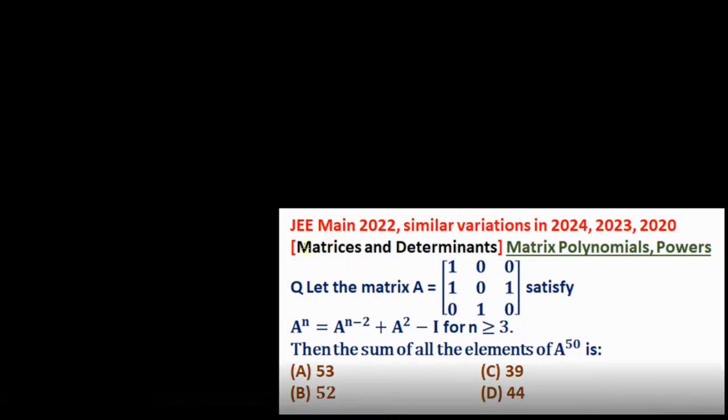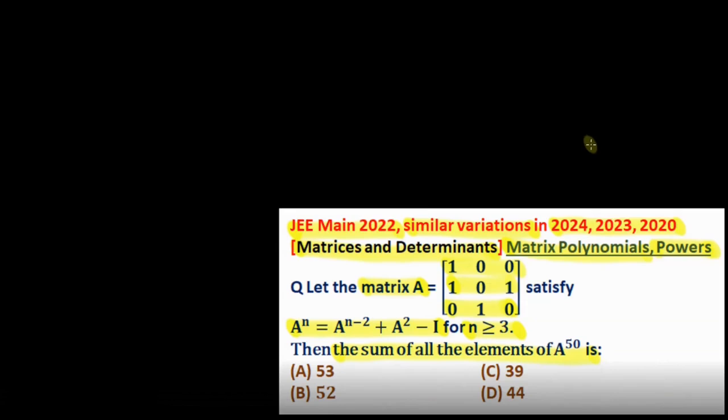Today's topic is matrices and determinants, on matrix polynomials and powers of matrices. This question appeared in JEE Main 2022 and similar variants in 24, 23 and 20. This matrix A is given and it satisfies this polynomial equation for n greater than or equal to 3. We have to find the sum of all elements of A power 50.